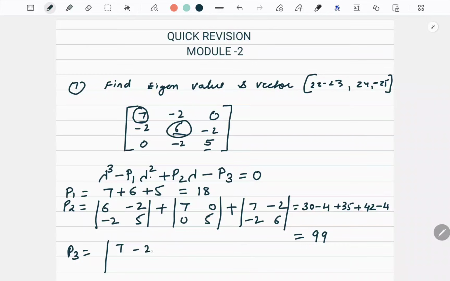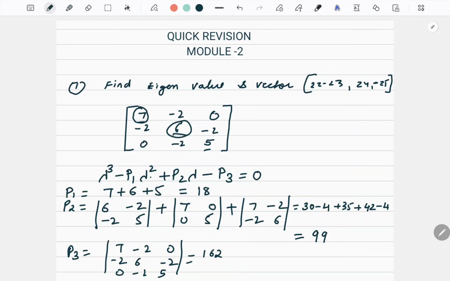So 7, minus 2, 0, minus 2, 6, minus 2, 0, minus 2, 5. Take your calculator and find its determinant. You will find the determinant is 162. You can use your calculator and just cross check it. Let me also cross check this value.